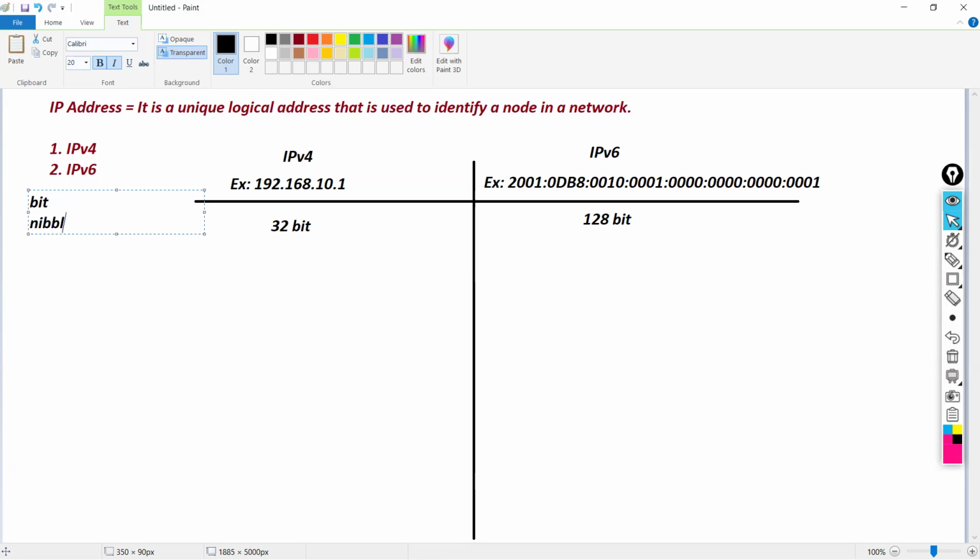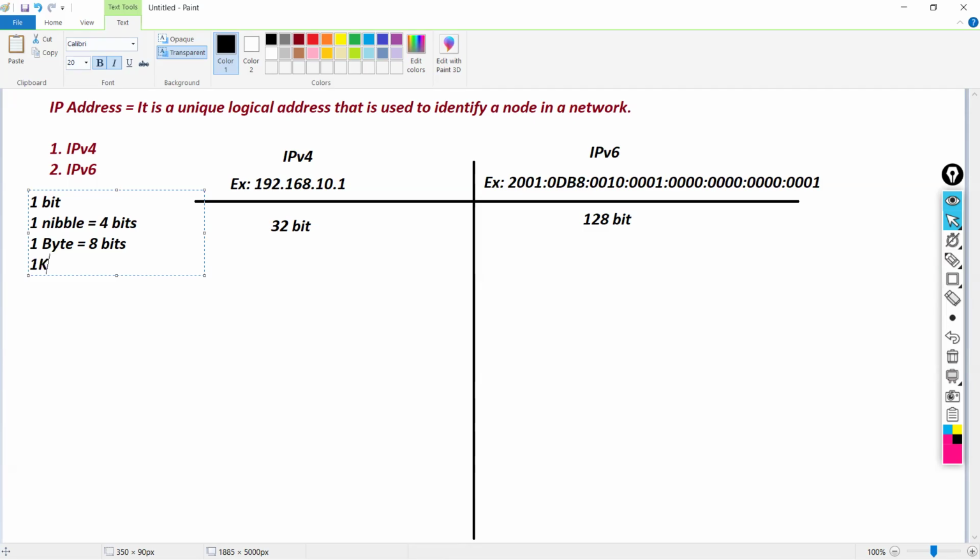There is something called a nibble. How many bits? 4 bits. Then you have byte. Byte is 8 bits. So smallest is 1 bit. Then you have 1 nibble. Then you have 1 byte. And in the byte, it will always be capital B. And in the bits, they will give you small b.